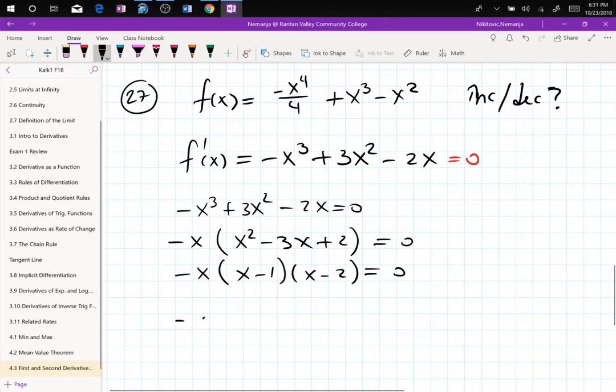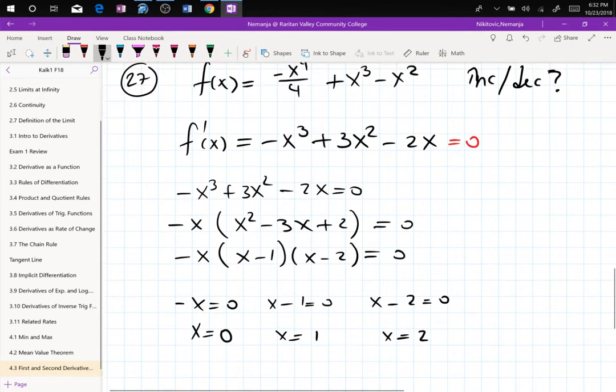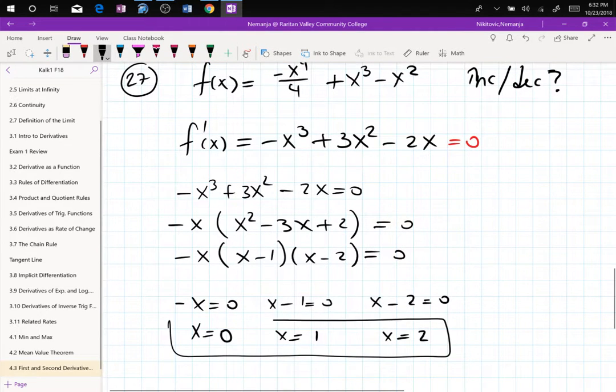Set each one of these factors to 0. We get x equals 0 back. X minus 1 equals 0. That's x equals 1. And x minus 2 equals 0. X is equal to 2. So I have 3 solutions now.